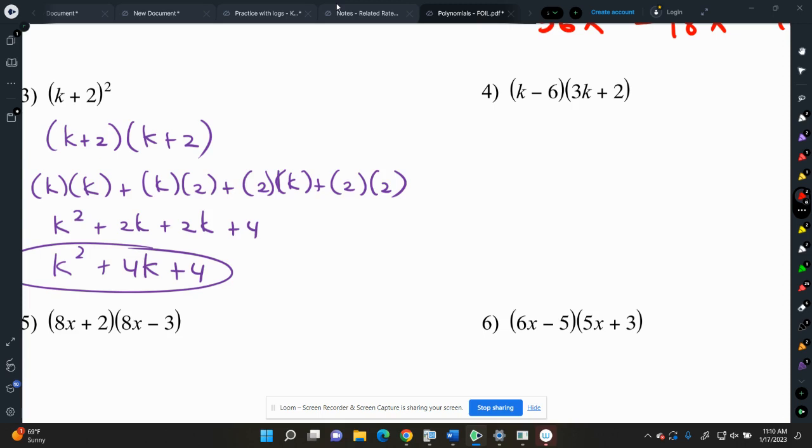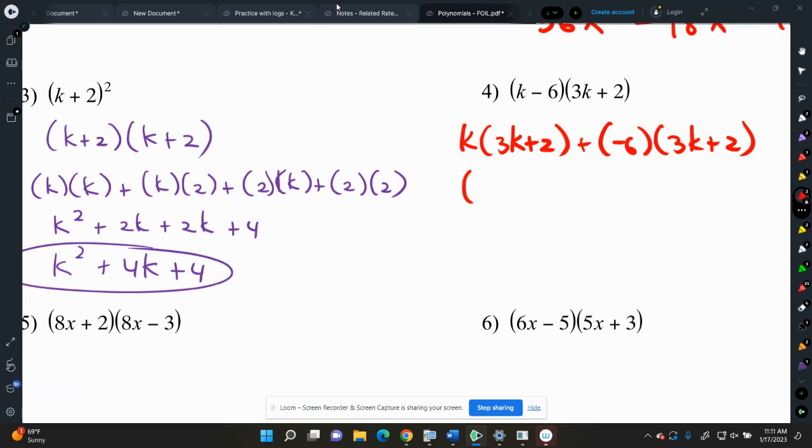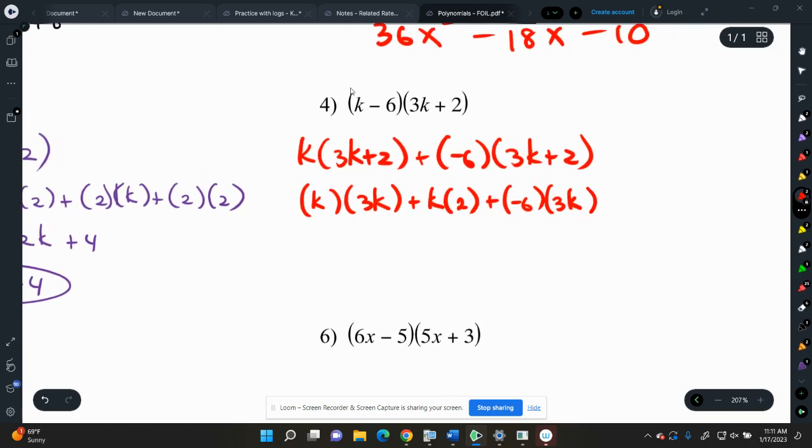K, 3K plus 2, negative 6, 3K plus 2. All right, and then when you distribute that, what did you get? 3K squared plus 2K minus 18K minus 12. Okay, so let's write it out. K times 3K plus K times 2 plus negative 6 times 3K plus negative 6 times 2.